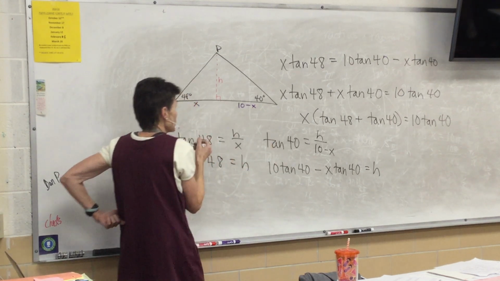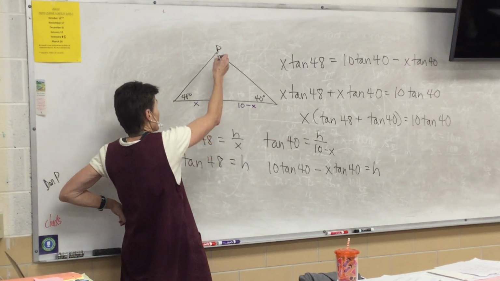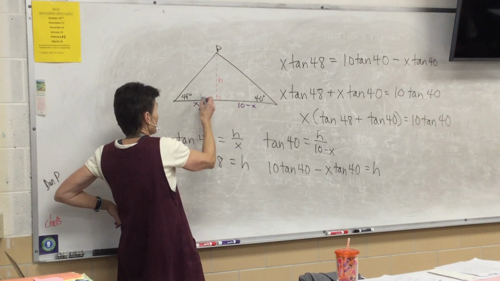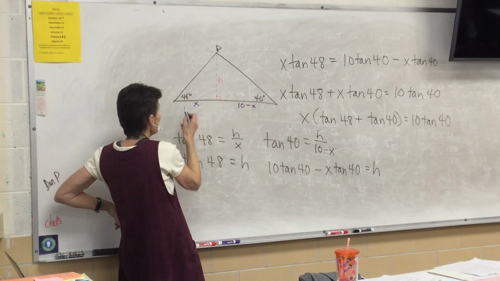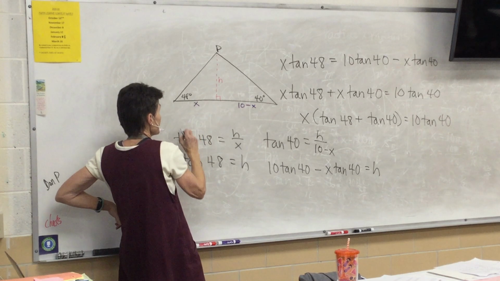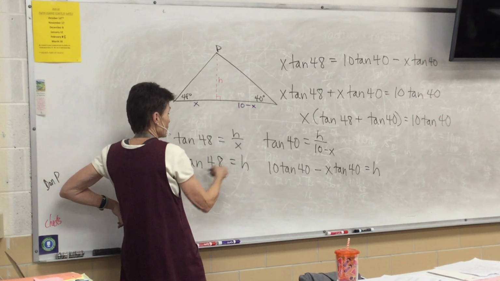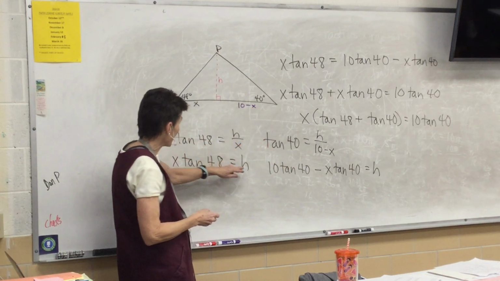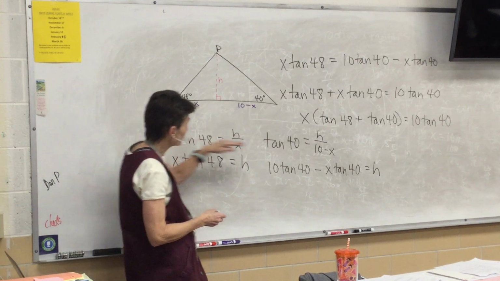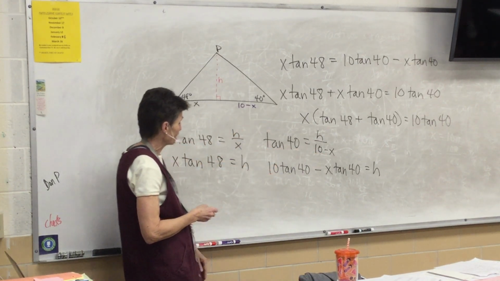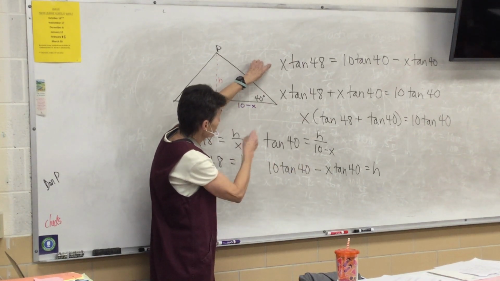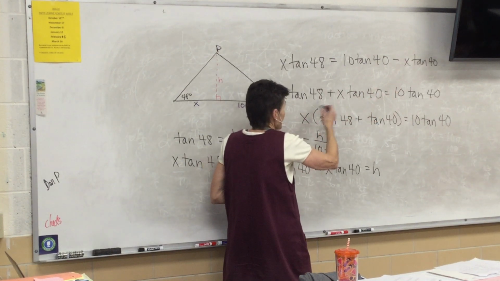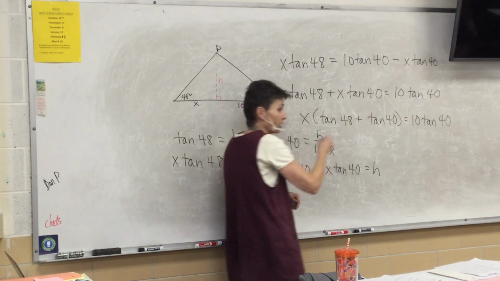All right, so while some of you are catching up, let me go back through our steps so far. The question is, how high is the balloon? So we dropped our altitude, split this into two right triangles, and said, okay, the tangent of 48 is opposite over adjacent, the tangent of 40 is opposite over adjacent. So then we took each of those two equations and we got h by itself. So we multiplied x over, multiplied 10 minus x over. Set them equal to each other. If they're both h's, they're equal to each other. Put all the x's on the same side of the equation and factor them out. So this is where we are right now.